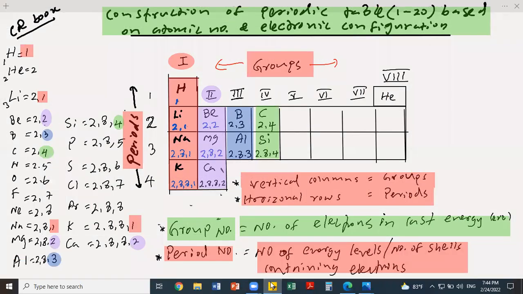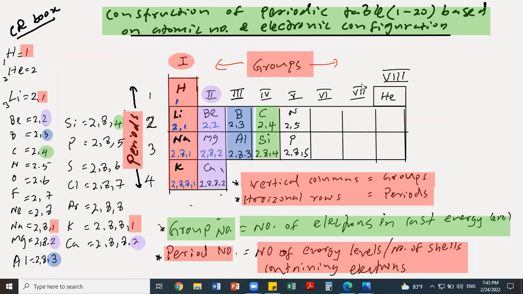Now I'll write the answer here: nitrogen and phosphorus. N and P are 2, 5, outermost 5, group 5. Nitrogen has 2 shells, that's why it is in the second row. Phosphorus has 3 energy levels, or 3 shells, that's why it comes to the third row, the third period. I'll highlight these two with a different color.